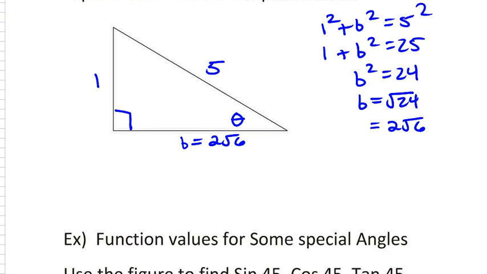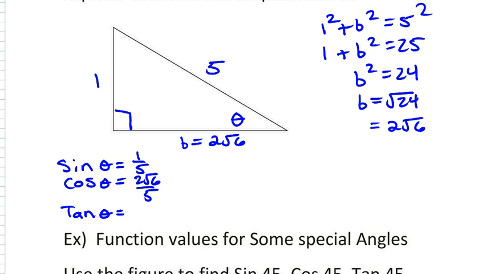So when I find the sine, cosine, and tangent, so sine of theta, remember, is opposite over hypotenuse, so that's 1/5. The cosine of theta is adjacent over hypotenuse, which is 2 square root of 6 over 5. The tangent of theta is opposite over adjacent, which is 1 over 2 square root 6.